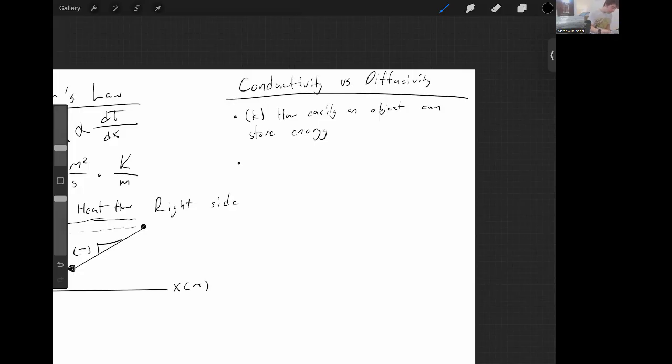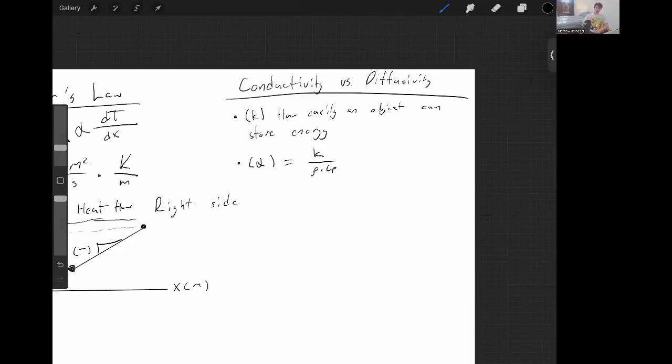This is different to diffusivity. Diffusivity, which we call alpha. I think the best way to describe this versus conductivity is showing how they actually relate to each other. If you look, diffusivity actually equals conductivity over density and heat capacity. When you look at this equation, you can almost immediately tell what diffusivity is about. Diffusivity concerns the conductivity of an object in regard to its density and heat capacity.